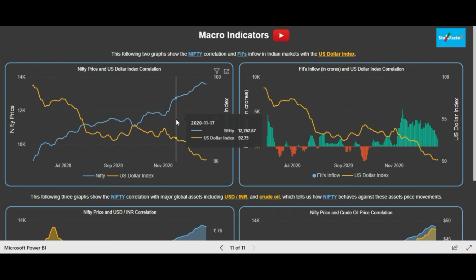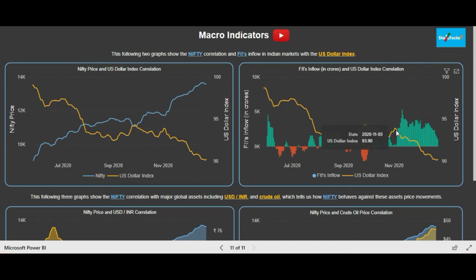Now coming to the right graph, you can see on the top FII inflows in crores and the US dollar index correlation. As soon as the dollar index falls, the FII inflows increase in emerging markets like India. So you see a very high negative correlation. As soon as the dollar index is falling, you see the FII inflows immediately increase in Indian markets. And as there is a rise in the dollar index, the FII outflow takes place. That means FIIs are pulling money out of the markets as soon as the dollar index starts rising. So you can see the trend.